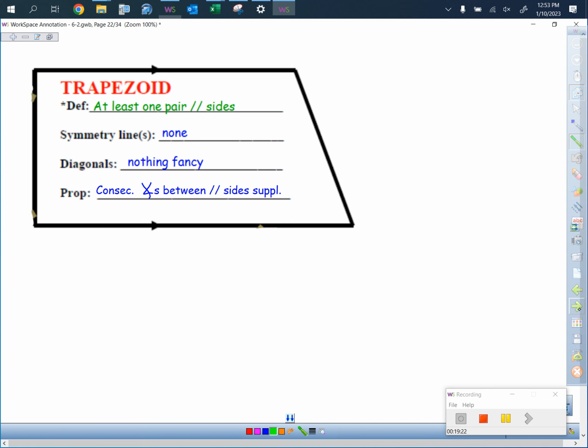Consecutive angles, you can abbreviate just like I do, between parallel sides are supplementary. We'll talk about what that means in a second. So I do want you to number this on your paper. Let's put these angles as 1, 2, 3, 4. Let's just kind of talk about them.